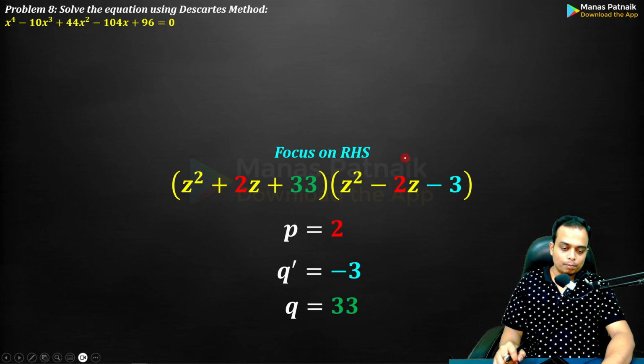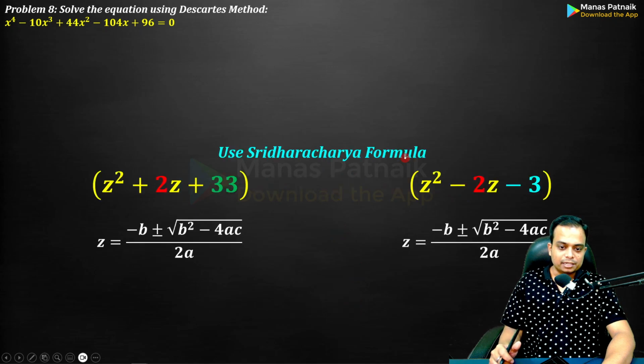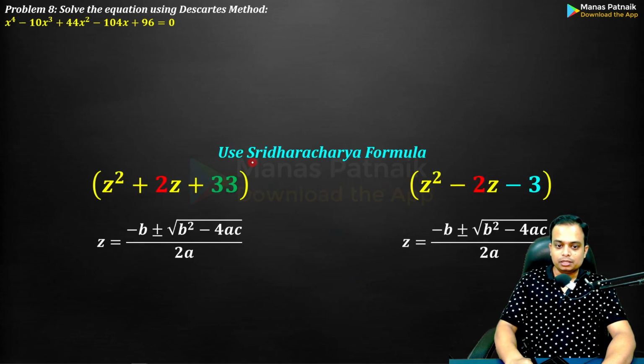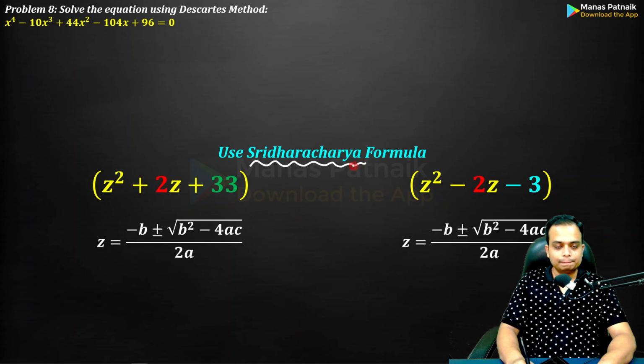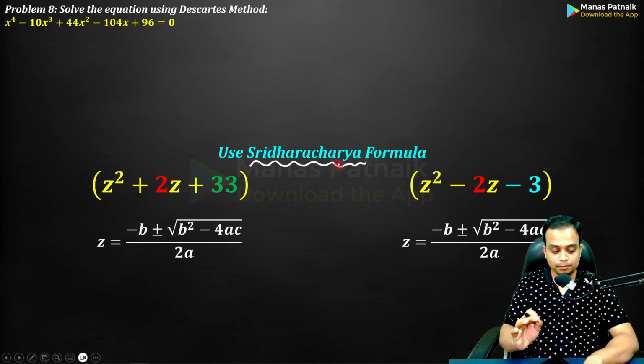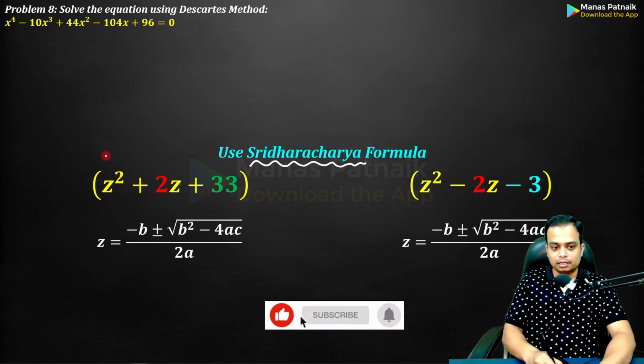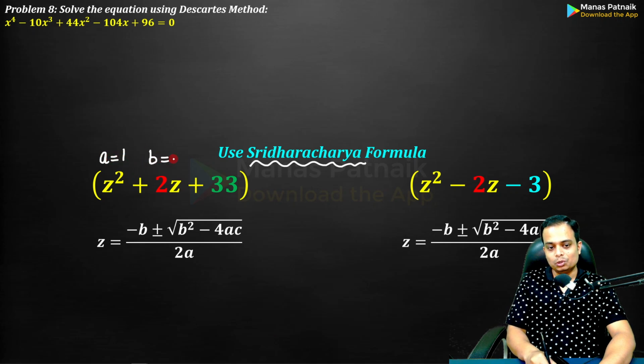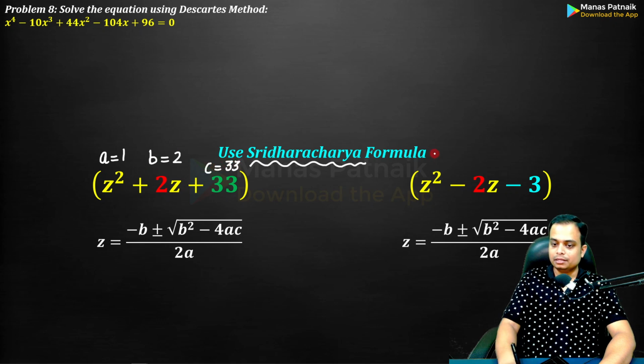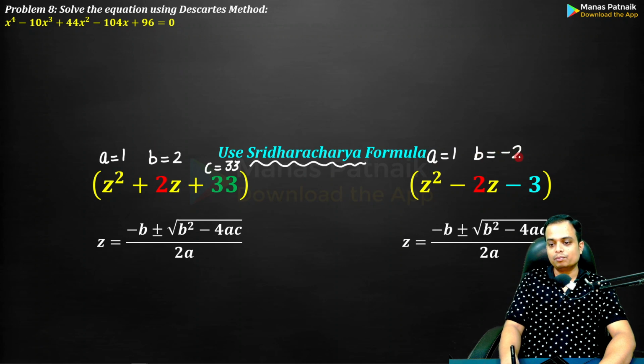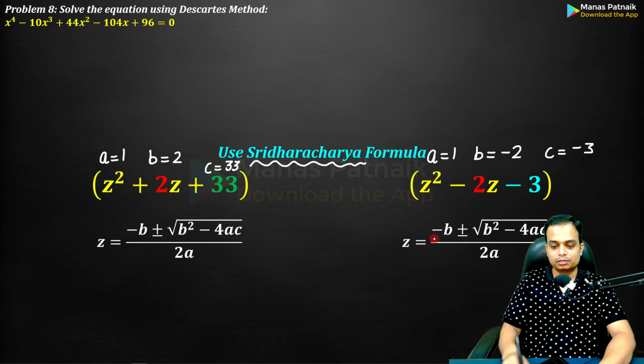That makes it 4. Let me make some space, and we are going to be using the very popular Sridharacharya formula. Okay, now watch. Sir, A is equal to 1, the coefficient of Z square. B is equal to 2, the coefficient of Z, and C is equal to 33. In the same fashion over here, A is equal to 1, B is equal to negative 2, and C is equal to negative 3.